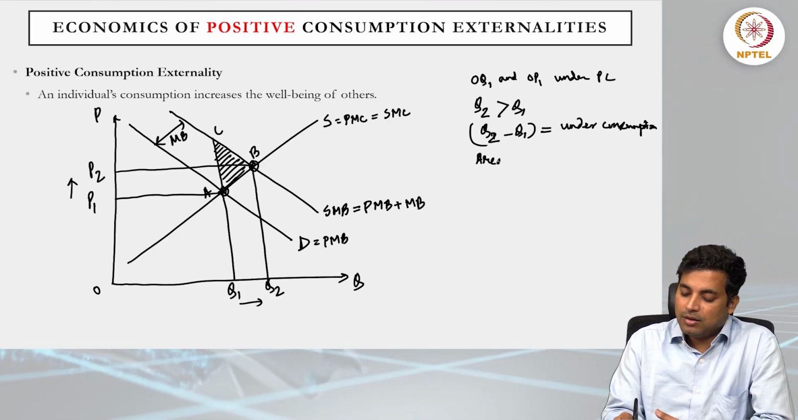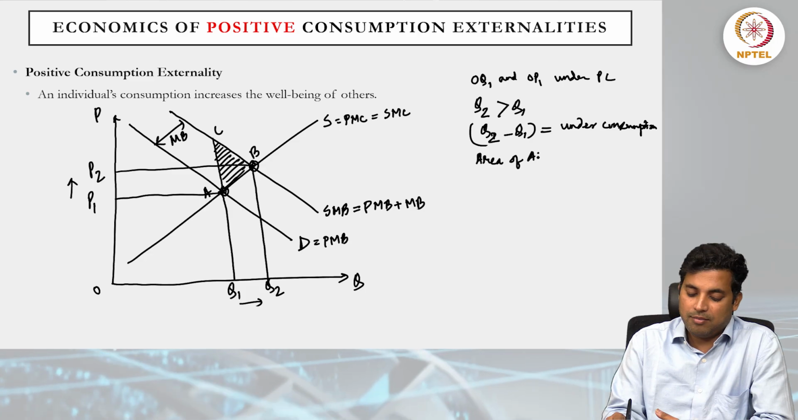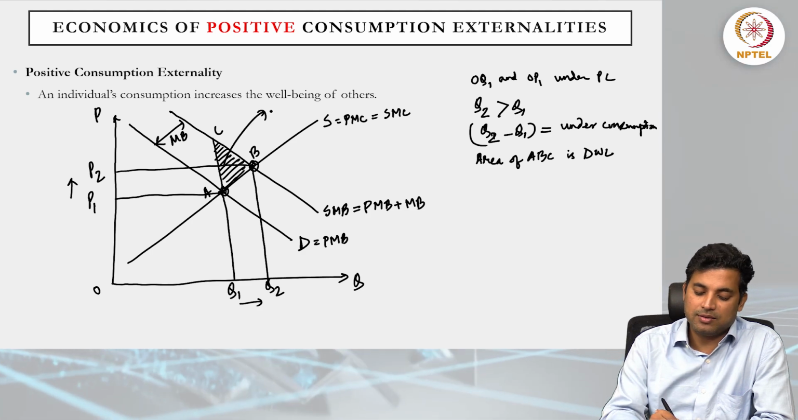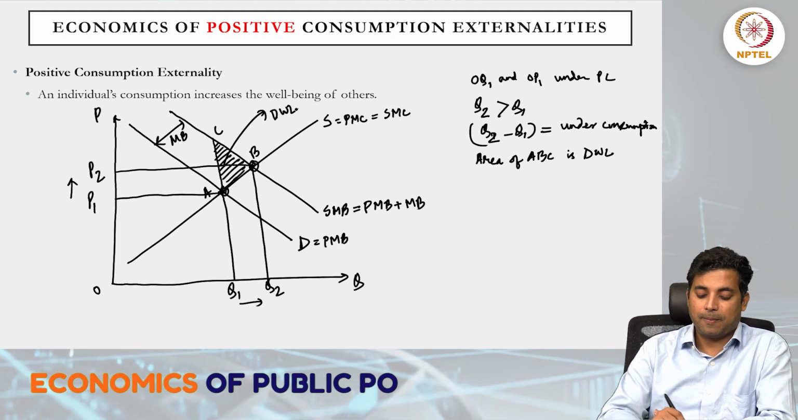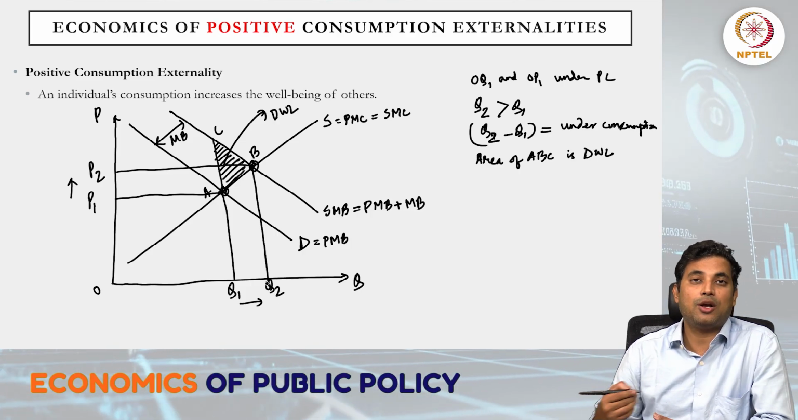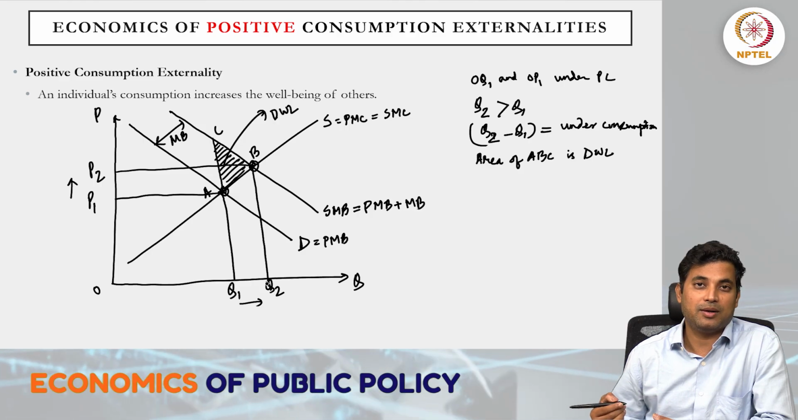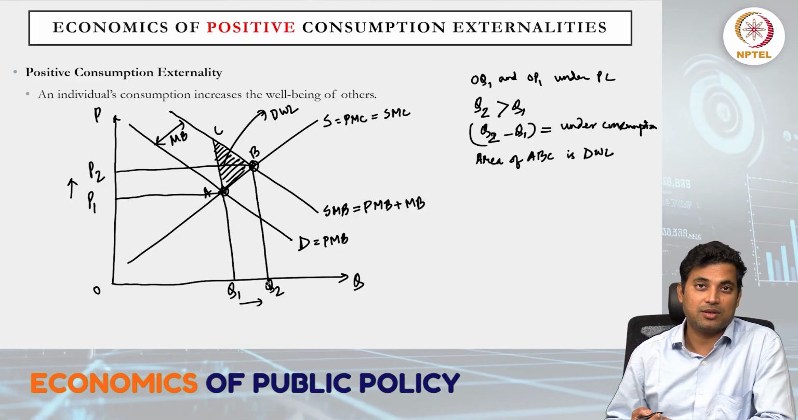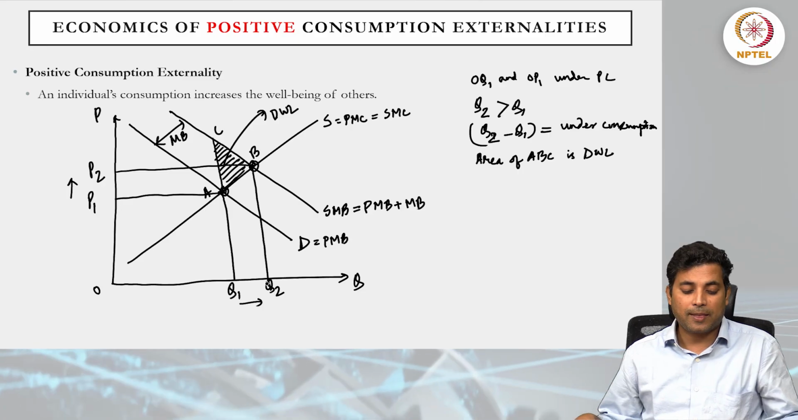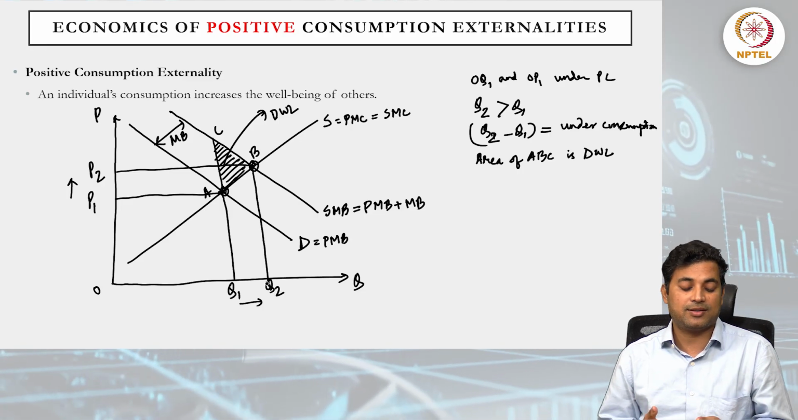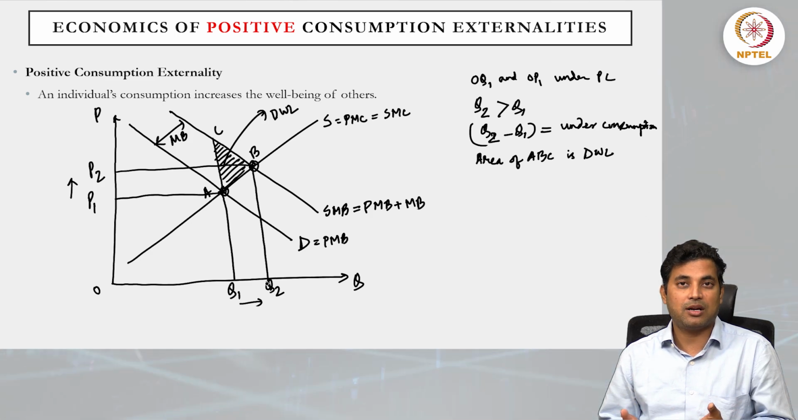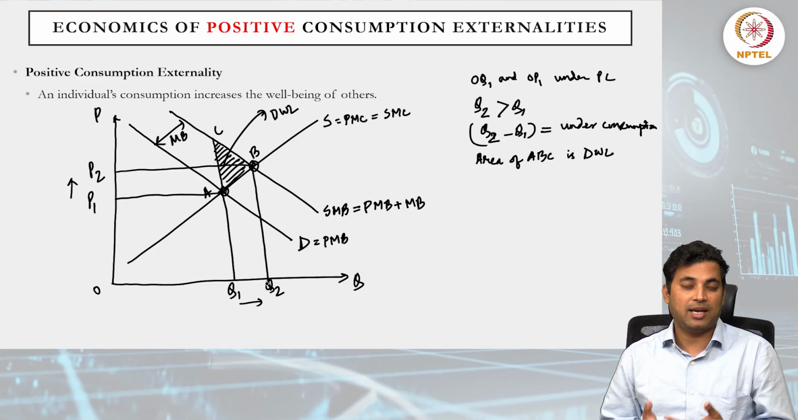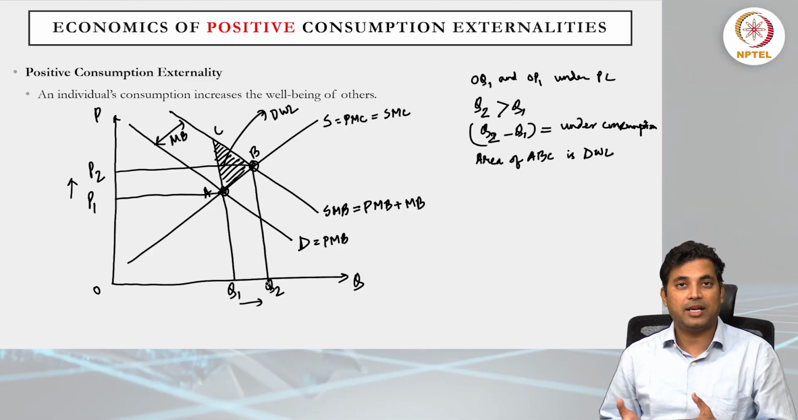The area of loss, ABC, is the deadweight loss. Q2 is the socially optimum level of output, which we would get from the maximum level of consumption or positive consumption due to that particular externality. So these are the two cases we are trying to explain: positive production externalities and positive consumption externalities. Even in this case the market fails because we are deviating from point A and also from point B, and therefore deadweight loss is incurred.